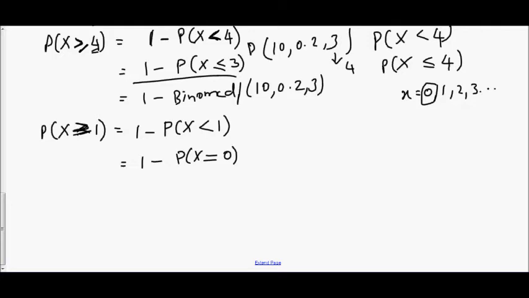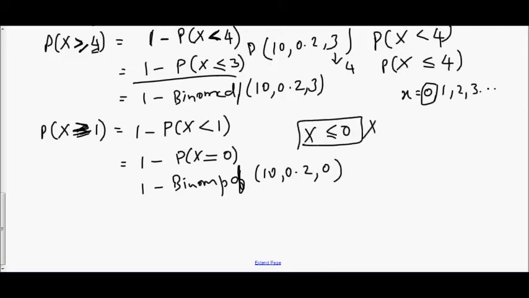If you have binomial with x greater than or equal to 1, you need to change this to 1 minus P of x equal to 0. And this becomes 1 minus binomial PDF. There is no CDF here because it is equal to 0, PDF of 10, 0.2 and 0. So x less than 1 becomes equal to 0, and it cannot be written as less than or equal to 0, this is wrong. You cannot have values less than 0 for x.